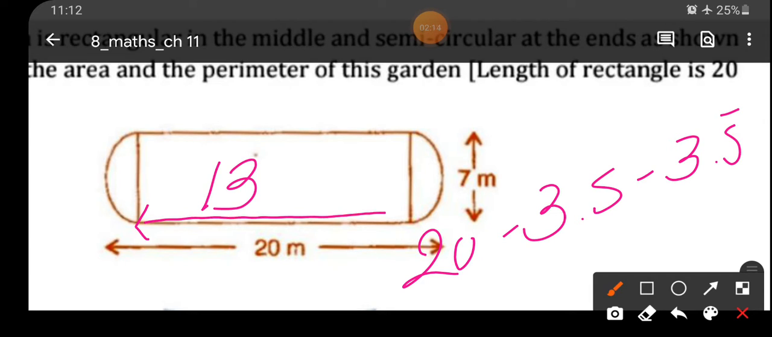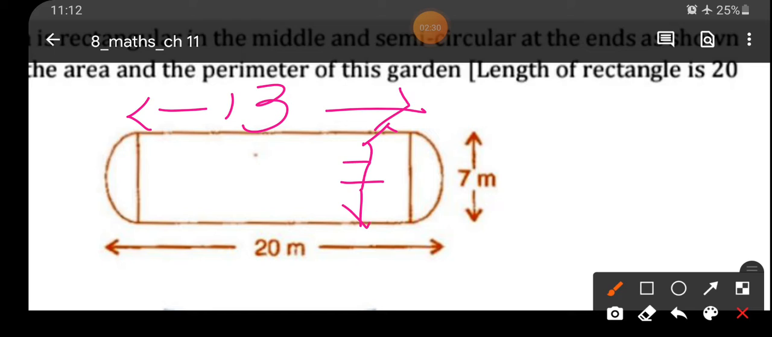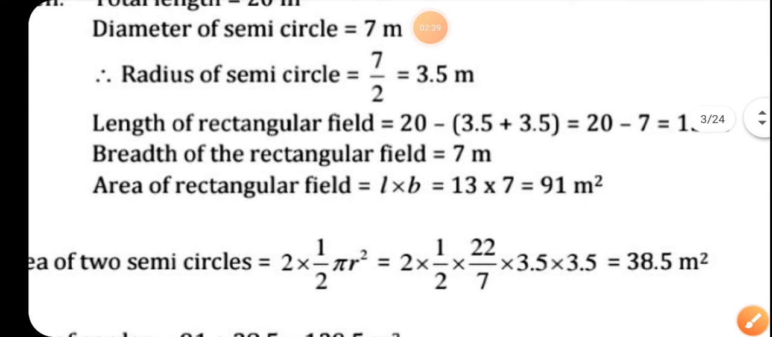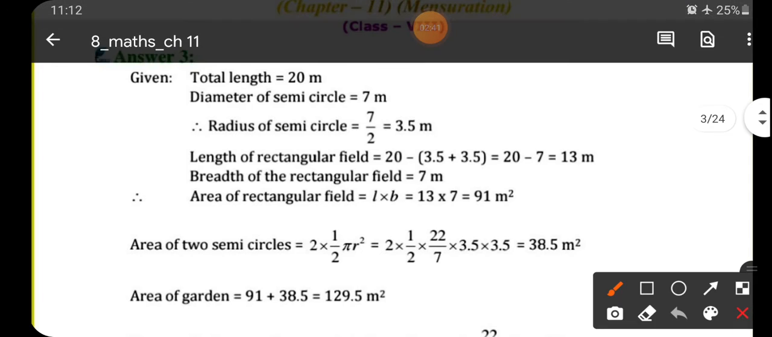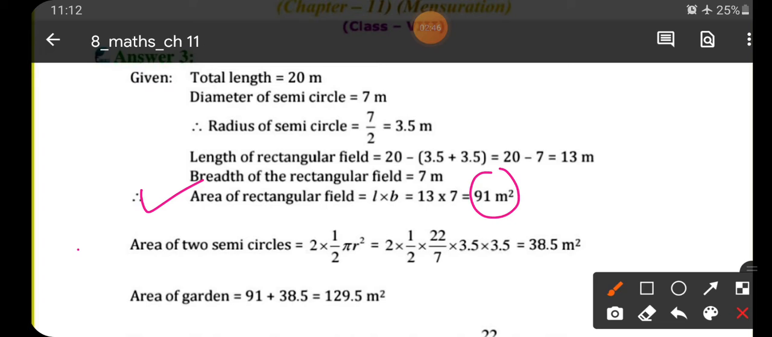So what is the length of this rectangle? 13. And this diameter, that is also the width of this rectangle. So what is the width? 7, okay. Now we have length is 13, width is 7. We have the radius, that is 3.5. So we can have the area of rectangle and we can have the area of semicircle. You can see here 13. Now find out the area of rectangle. It's 91, 13 into 7.